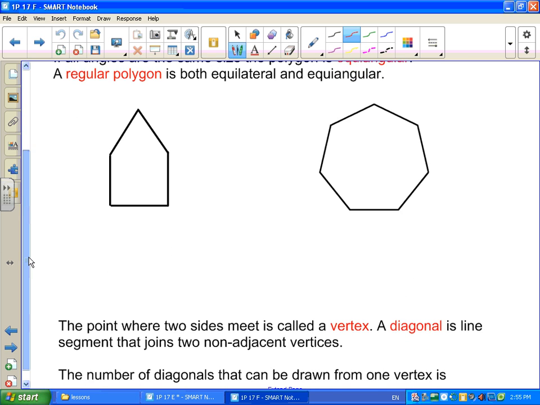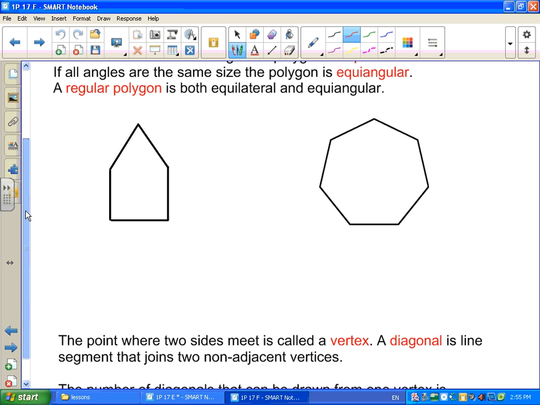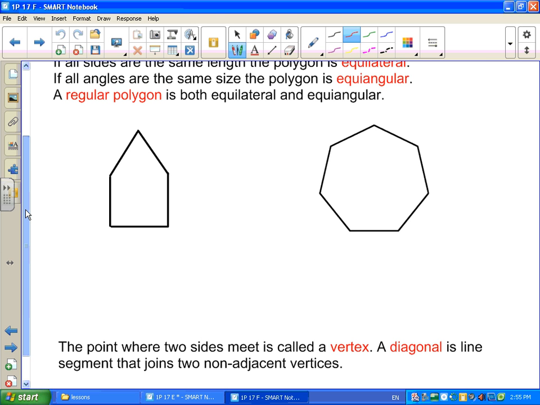Okay. So this thing that we've got right here is not a regular, it's a pentagon because it has 5 sides. It's not a regular pentagon because all of the angles aren't the same size. Okay, so this thing right here is equilateral, because all the sides are the same length, but all the angles aren't the same. This one over here, which has 7 sides, is a regular, what do they call 7-sided? Heptagon. Because all the sides are the same length, and all of the angles are the same size.